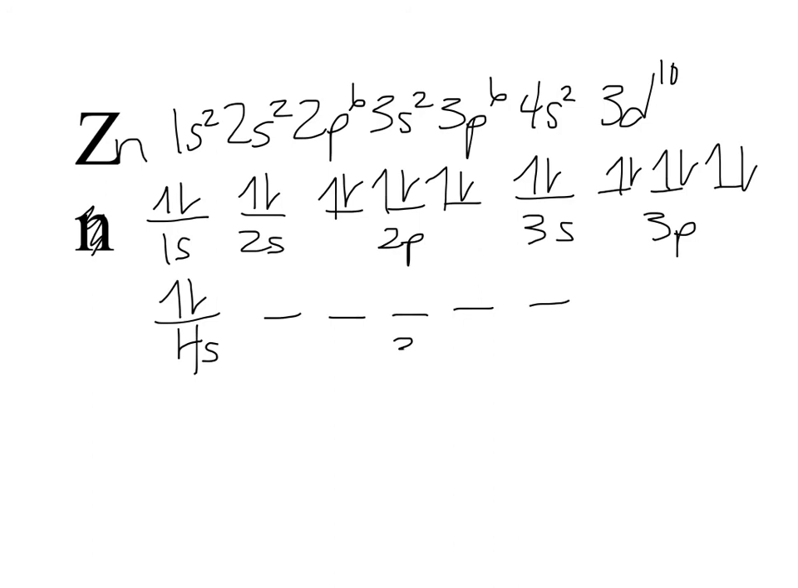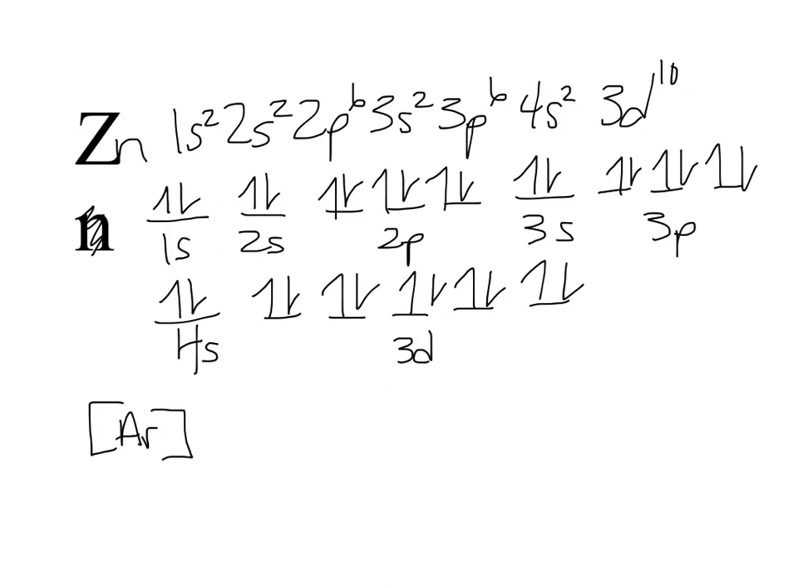3D is going to go in the middle. And since there are 10, I have 5 pointing up and 5 pointing down. So there is 3d10. Alright, and so the next thing I have to do is the noble gas configuration. If I go back to the prior noble gas from zinc, it was argon. And then starting from there, it's going to go 4s2, 3d10.